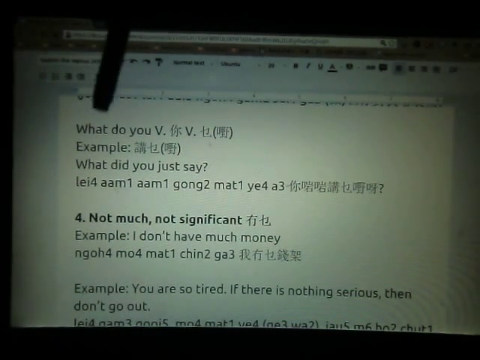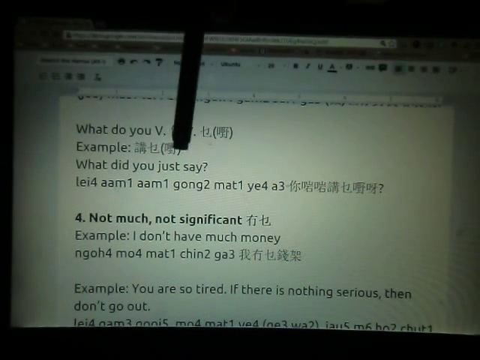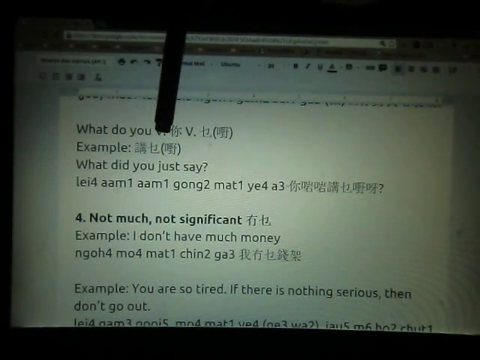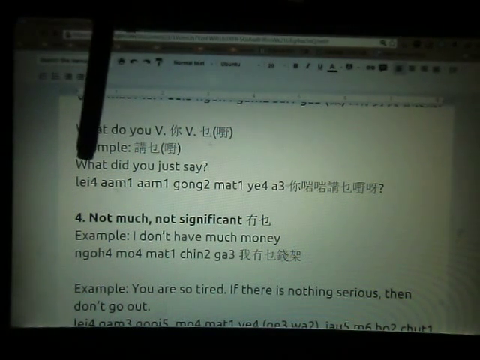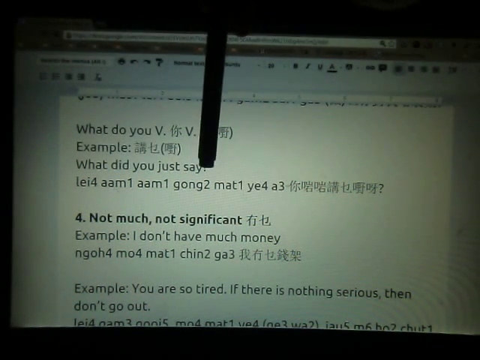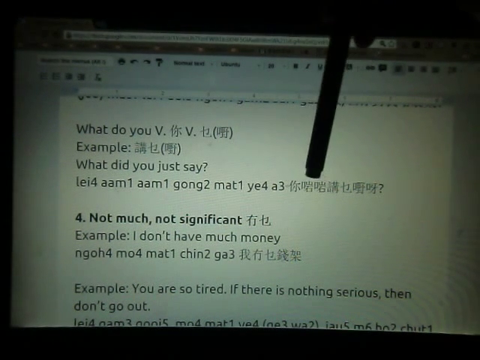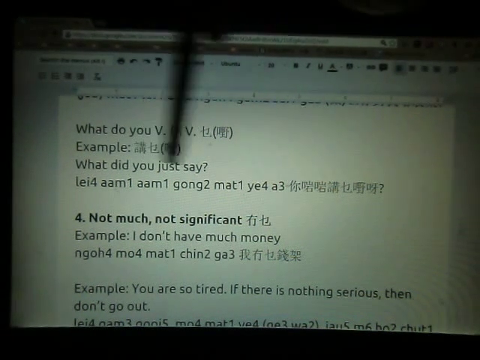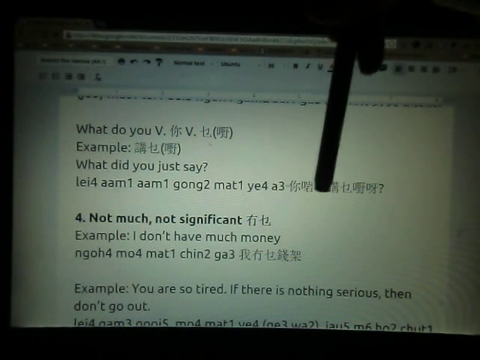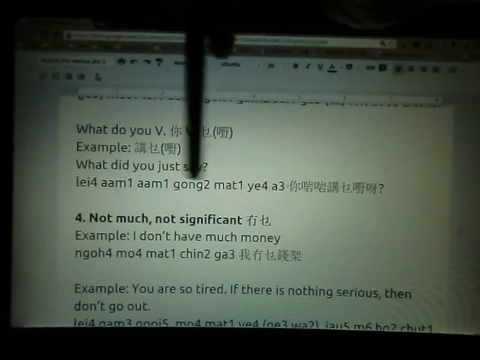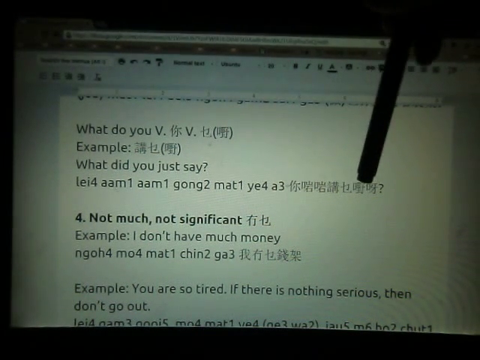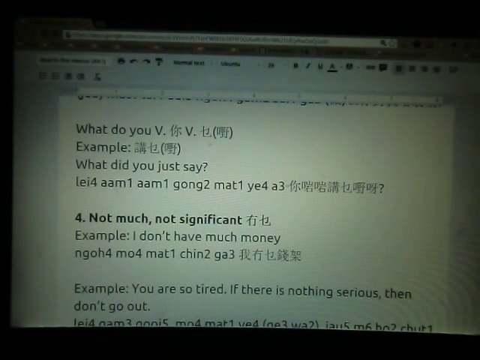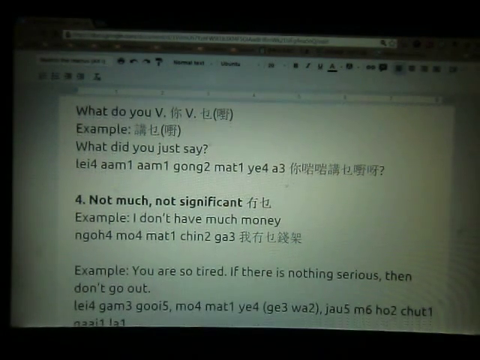Another example, 講乜嘢? What do you, and then you have the verb. For example, what did you just say? Just say, 啱 means the moment just passed. 你啱, the moment that just passed, 講 say or speak, 乜嘢 what. 你啱講乜嘢啊? So actually it means what? 你啱講乜嘢啊? 你啱講乜?